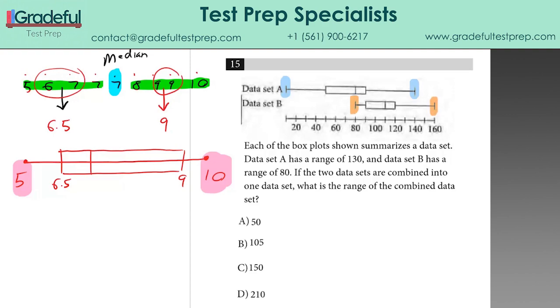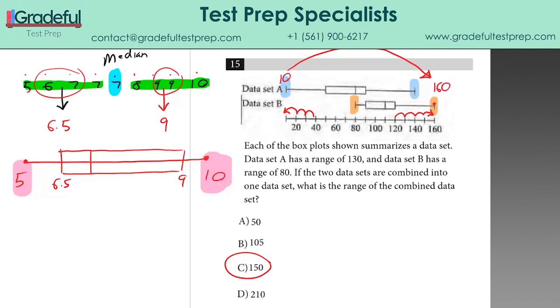So what are those numbers? Counting down from 40, we have 40, 30, 20, 10. So one of the deceptive things about this question is that it's not actually starting at 0, it's starting at 10. And looking at data set B, here we have 120, 130, 140, 150, 160, so we're ending at 160. If the 2 data sets are combined into one data set, what's the range of the combined data set? It would go from 10 to 160, and that's a range of 150, and that's why the answer for number 15 is C.